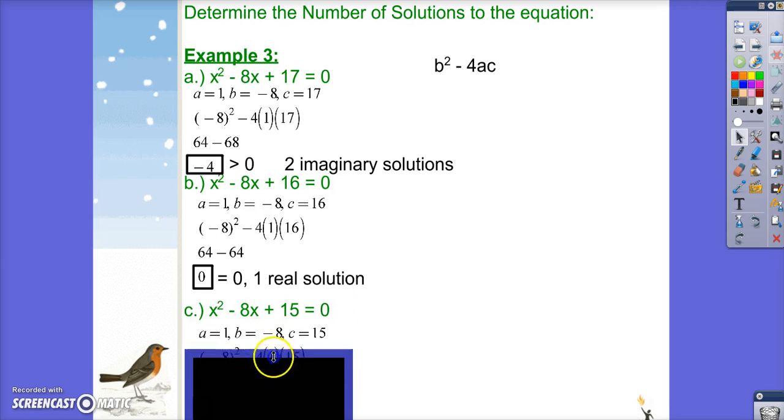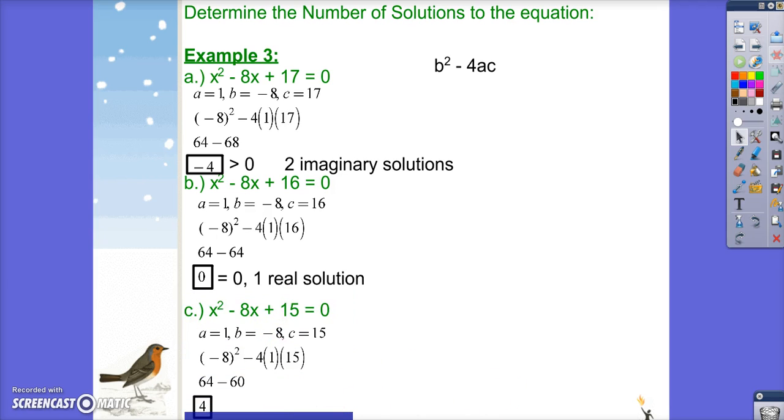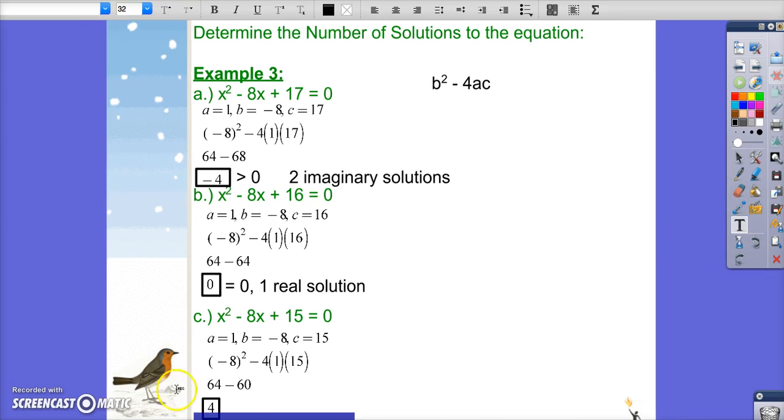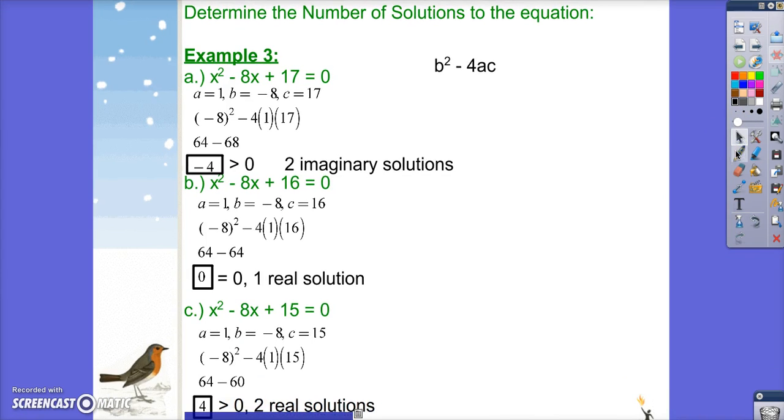Let's look at one more. You guys can take a look at it. a equals 1, b equals negative 8, c equals 15. Make sure they're all equal to 0. I know they are already equal to 0, so we're okay with that. We have 64 minus 60, which is 4. 4 is greater than 0. So we have 2 real solutions, once again based on our chart. And that's how you do the discriminant.